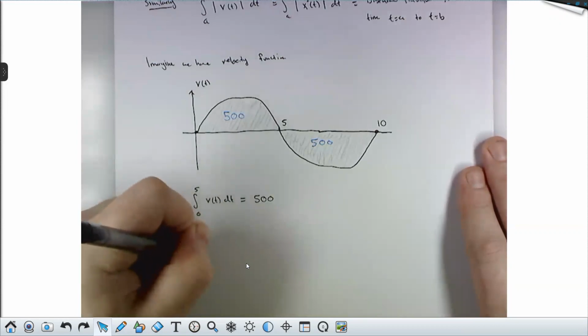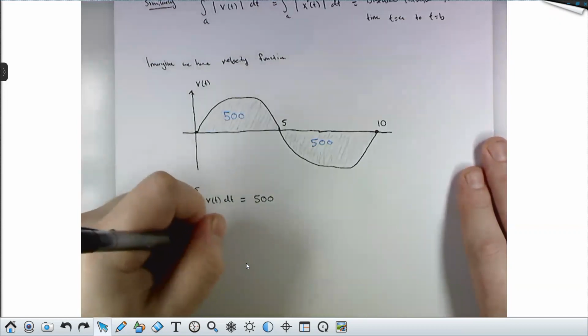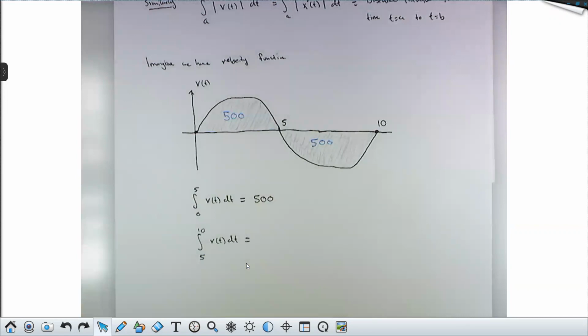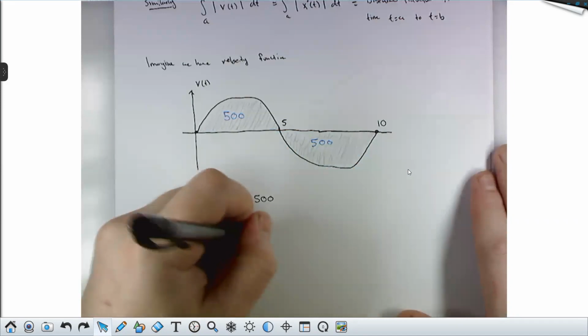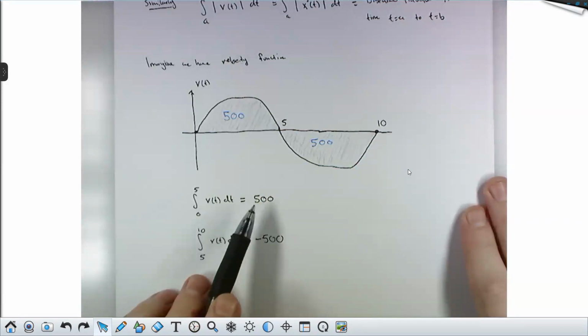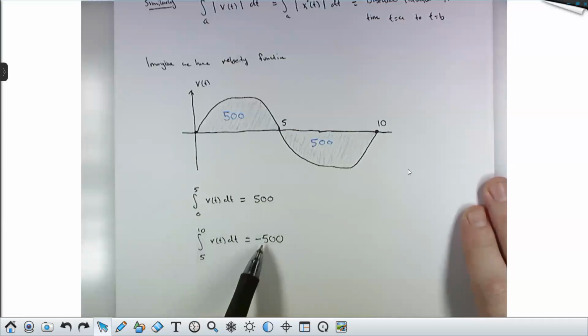The integral from 5 to 10 of v of t dt, what would this be? It's tempting to say 500, but remember the integral measures the signed area. So if this area down here is 500, but it's below the x-axis, negative 500. Yeah, negative 500. This would represent me walking 500 feet towards the grocery store. And this would represent me walking 500 feet away from the grocery store, back in the other direction.